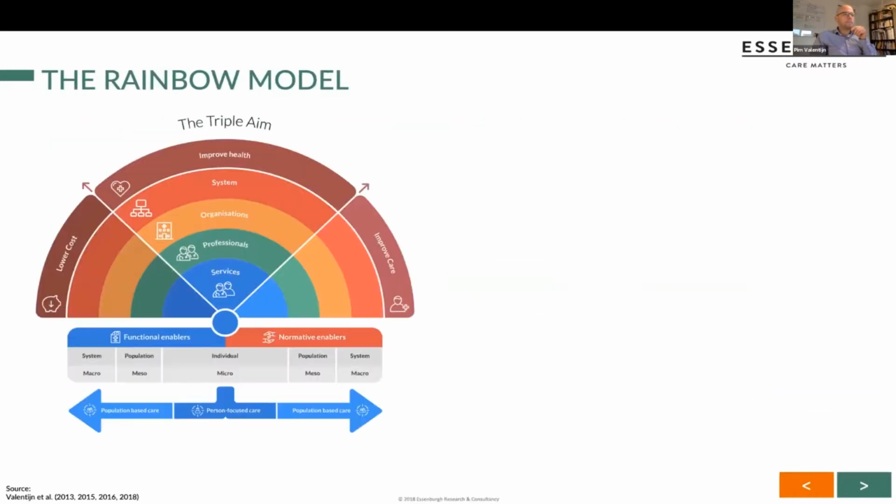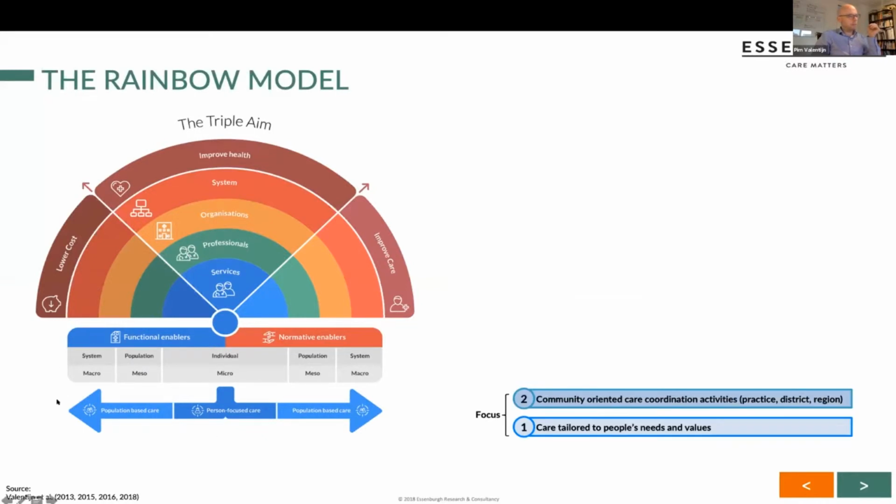And what we did, we tried to bring this together in a conceptual model, which is, I think, a solid summary of the previous literature of 10 years of integrated care. So what does this model tell us about integration? First of all, if you look at the bottom of this slide, you have two approaches to start integrating care. First is person-focused care, so looking at the needs of an individual and their values. What needs do we have to address?